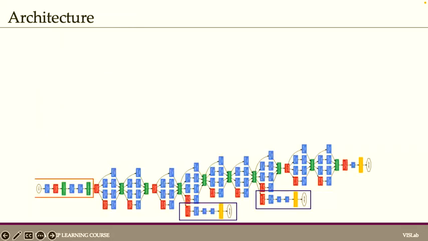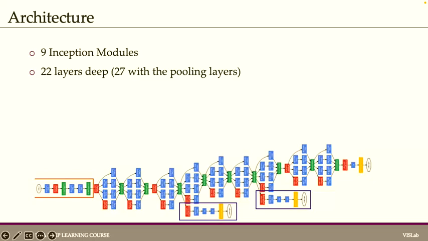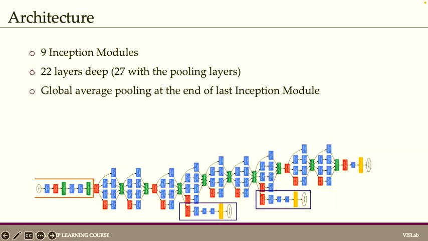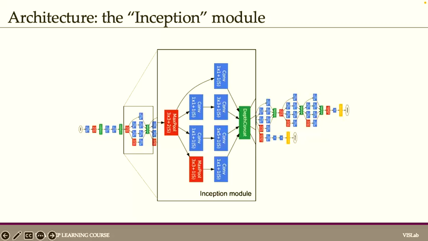The overall network looks as follows. It looks quite colorful, first of all. It's now 22 layers deep, or even 27 if you want to count the pooling layers. At the end you have a global average pooling. And importantly, this is the inception module that we just talked about, so you can look at it from this perspective, and you can see again the 1x1 convolution.